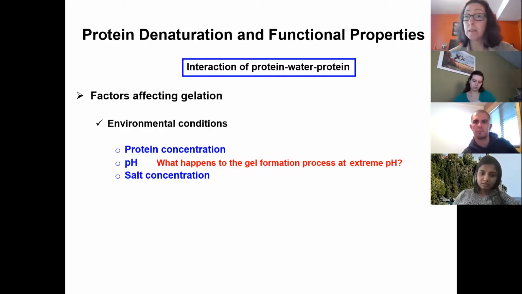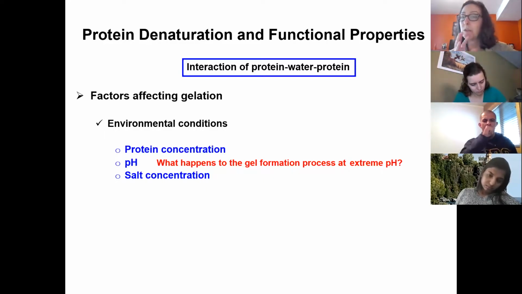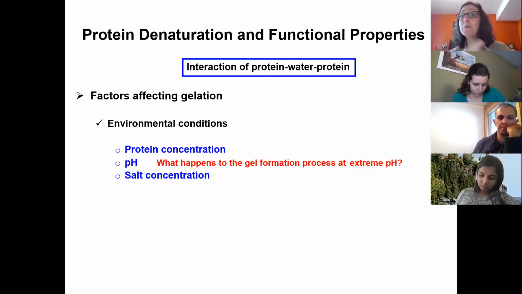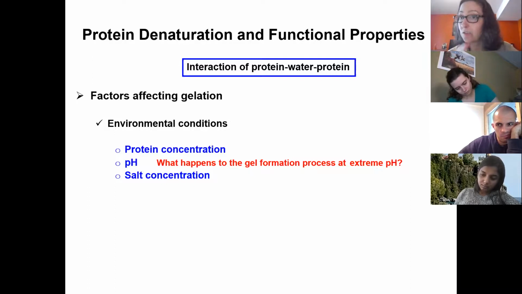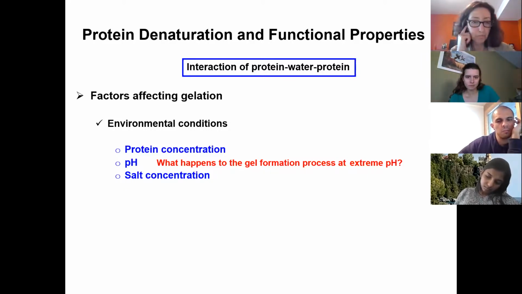Environmental conditions, other than the protein characteristics. Protein concentration, we talked about that. Depending on the type of protein, you need a certain minimum concentration. We call it the least gelation concentration. Every protein has its own least gelation concentration, the least amount of protein that will actually form a gel. And sometimes you don't want to form a gel at the least gelation concentration because the gel might be weak. You try to form the gel at a little higher concentration so that you have a stronger gel.